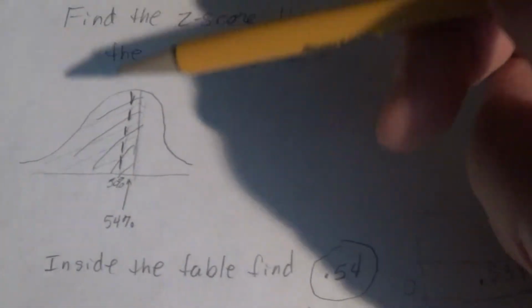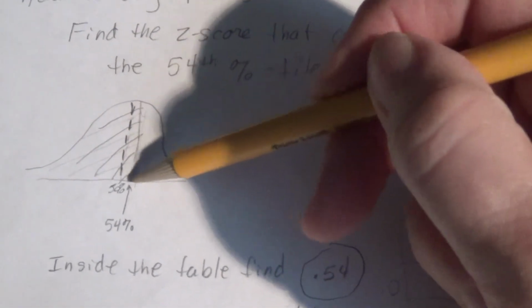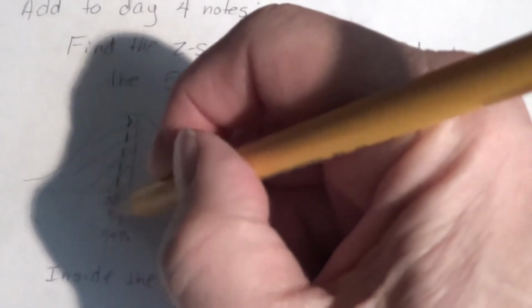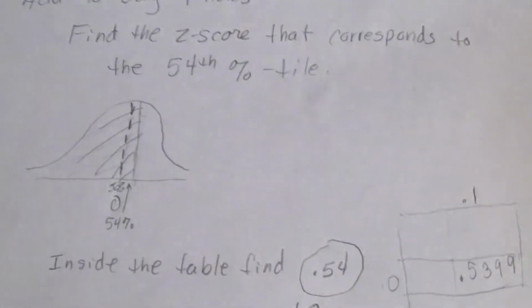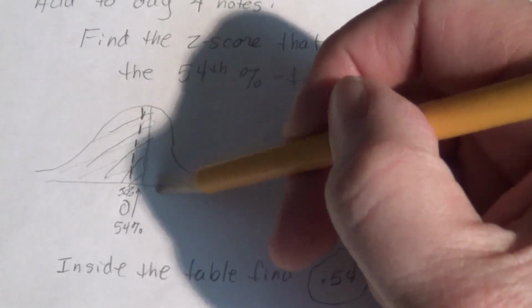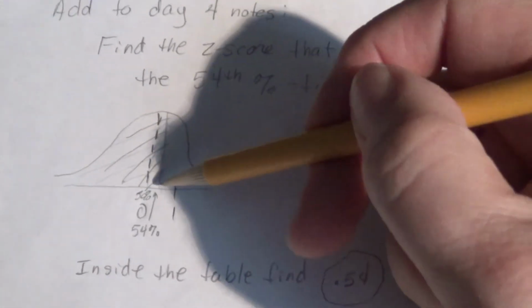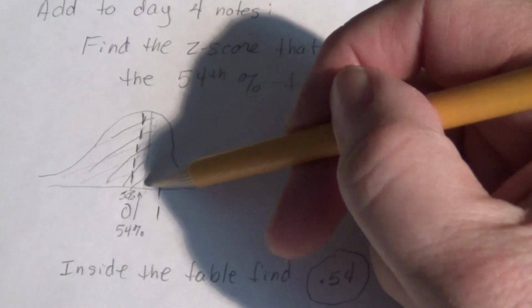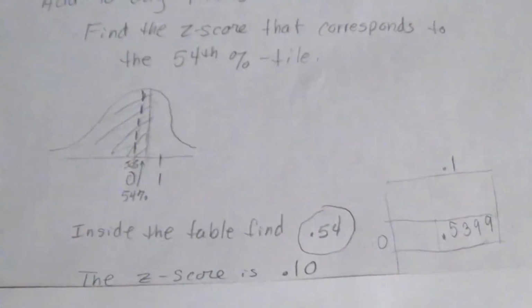If you go back to the original, you'll see that makes sense. Remember, on the standard normal curve, this is the standardized normal curve, that's 0, so 54, and down here is 1. So a little bit past the 50% mark would be about 0.1. So it should make sense to you.